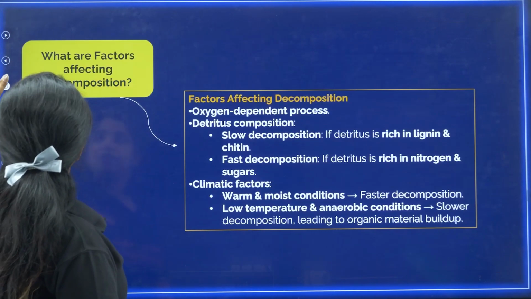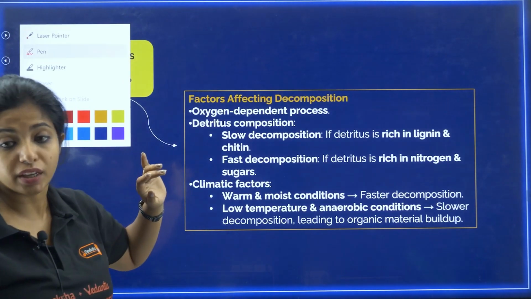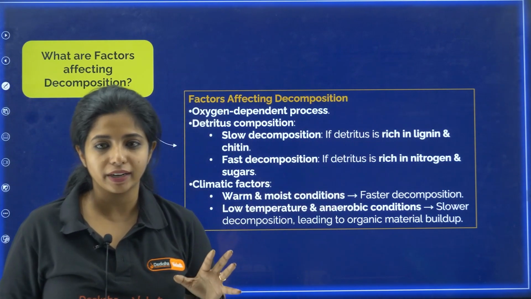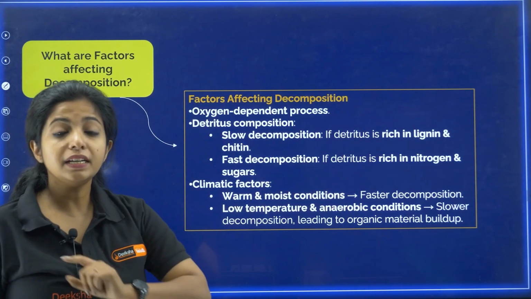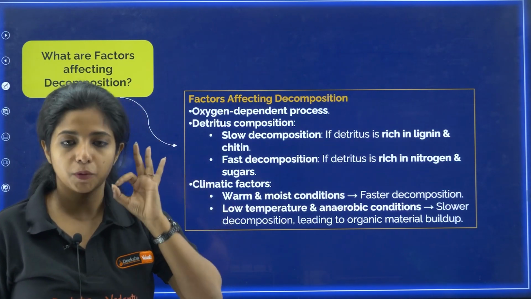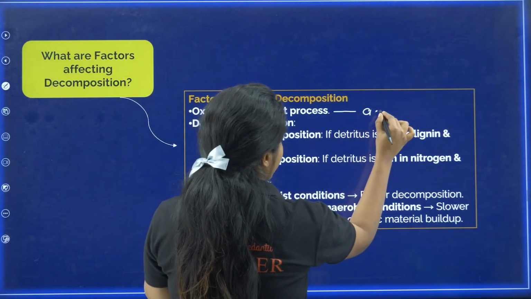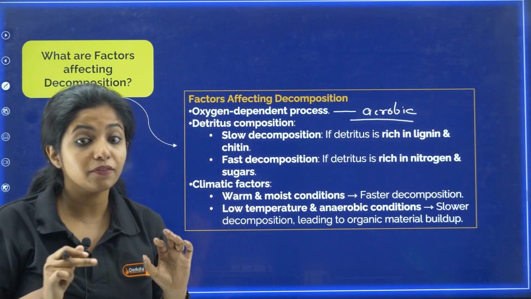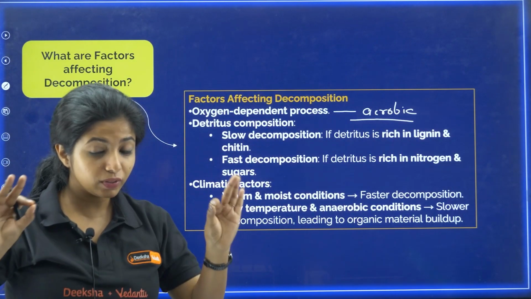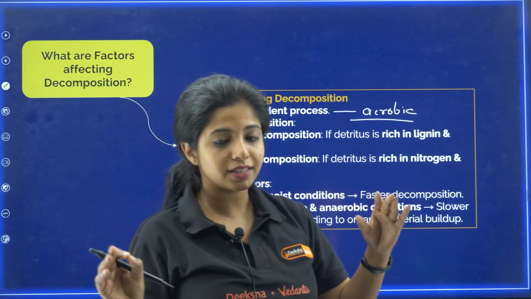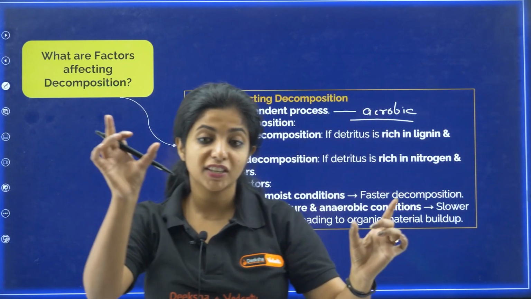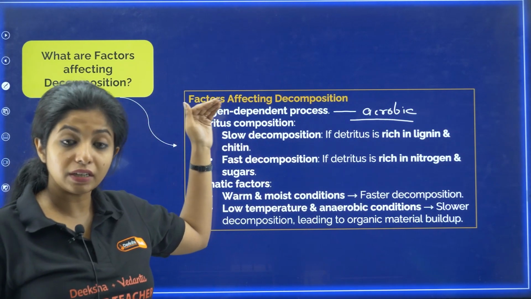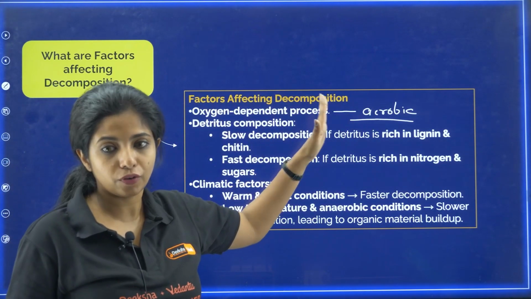Now, there are certain factors that affect decomposition, which is equally important. For everything we have certain factors. For productivity also we have factors. The first factor is that it is a total oxygen dependent process, because it is done by aerobic bacteria. Very important. Not by anaerobic bacteria. You will get a question that decomposition will be the fastest where oxygen amount is less, where this is more, where that is less. You have to choose the answer. You should know that it is an oxygen dependent process, so obviously you need oxygen for this to happen.